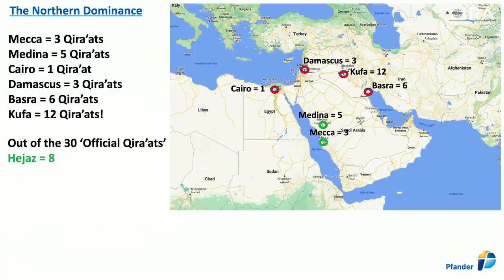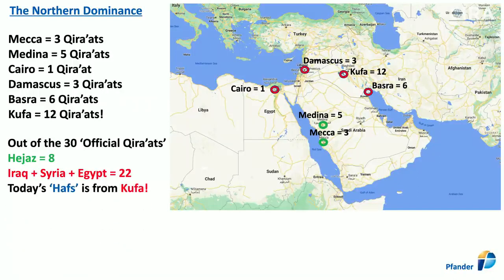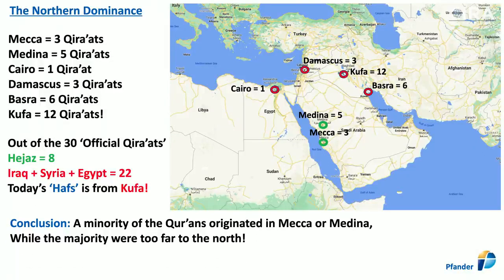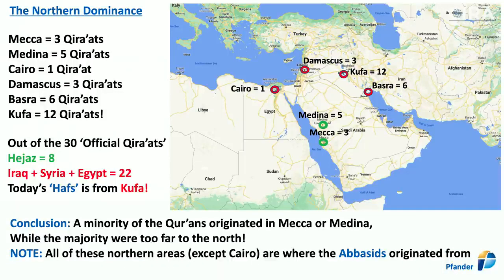More than that, let's just look at all of the 30 qira'ats, 8 of them from the Hijaz, 22 of them are from what we know as Iraq and Syria. Today's Hafs is also from Kufa, which is Iraq. The conclusion: a minority of the Qurans originated in Mecca and Medina, while the majority were too far to the north. All of these northern areas, except Cairo, are where the Abbasids originated. You're going to get tired of me saying the Abbasid. You'll see why later on.